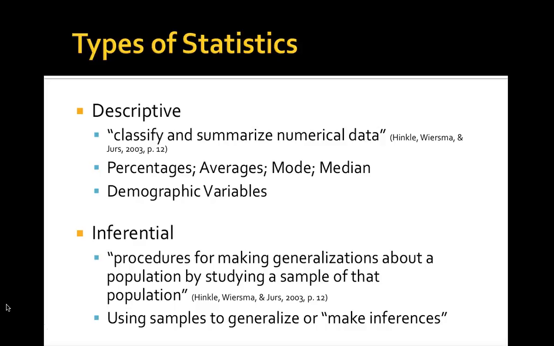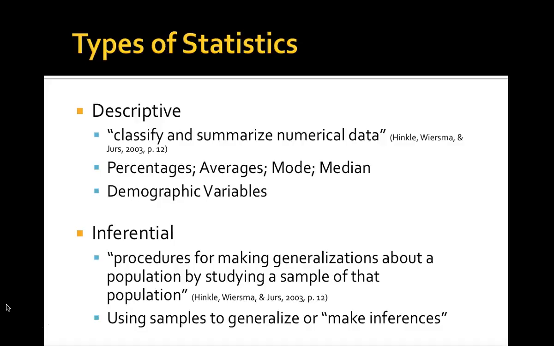So as we begin thinking about statistics, there's 2 different types of statistics that you'll want to be thinking about. One is descriptive statistics. Descriptive statistics tend to classify and summarize numerical data. So we're familiar with this. Percentages, averages, mode, median, these are all types of descriptive statistics. Demographic variables are often talked about descriptively, right? 23% of research respondents were Caucasian. Okay, this is a descriptive statistic.